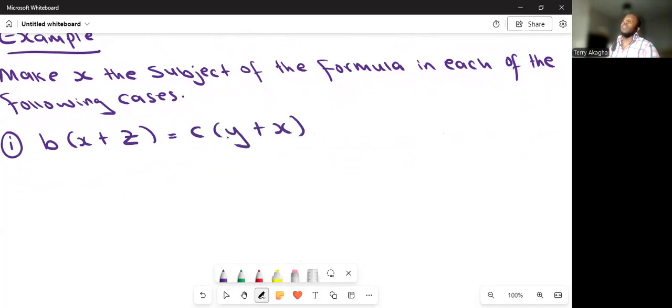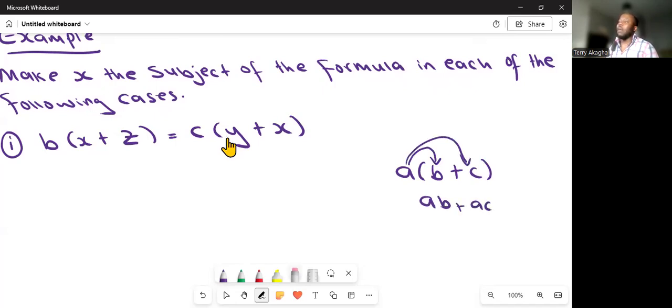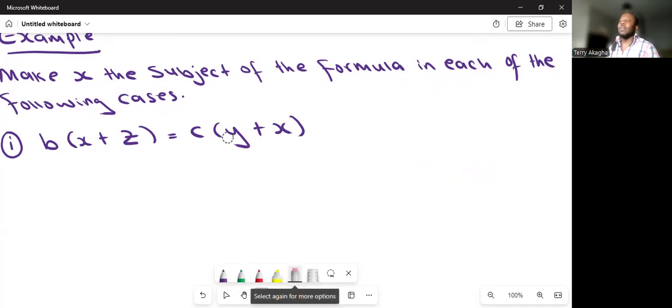Now, if you look at this, you can see that we have x on both sides of the equation. So the first thing we need to do is expand, then we get all the x to one side, then we factorize. Is that okay? So let's go. Remember when we were doing basic algebra, I told you how to expand the bracket. a times b gives you ab, and a times c gives you plus ac. So you're going to do exactly the same thing here.